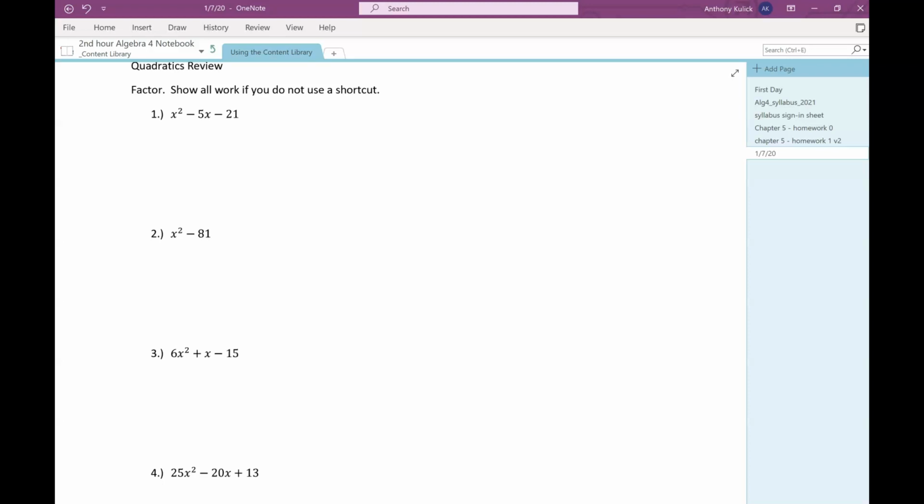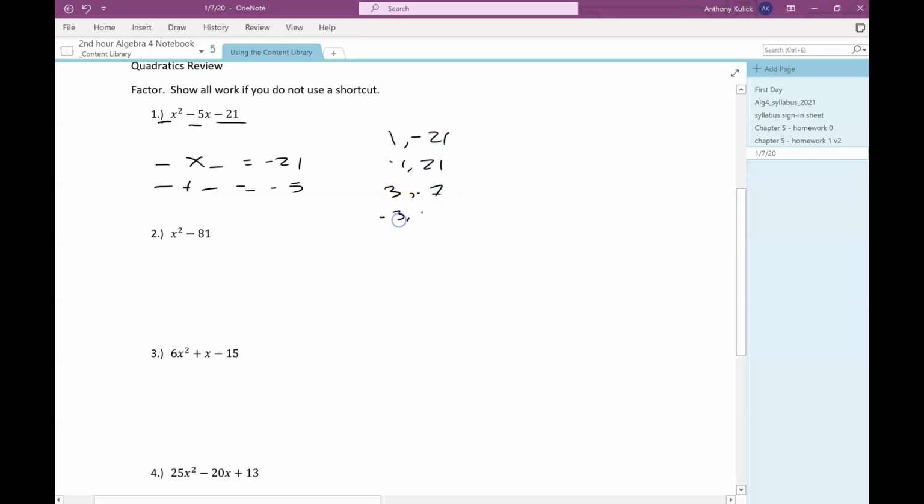In the case of number 1, since the leading coefficient is 1, all we need to do is find 2 things that multiply to -21 and then add to give us -5. The things that multiply to give me -21 are these 4 things. Unfortunately, none of them add to give -5, so we'd say that this is not factorable.